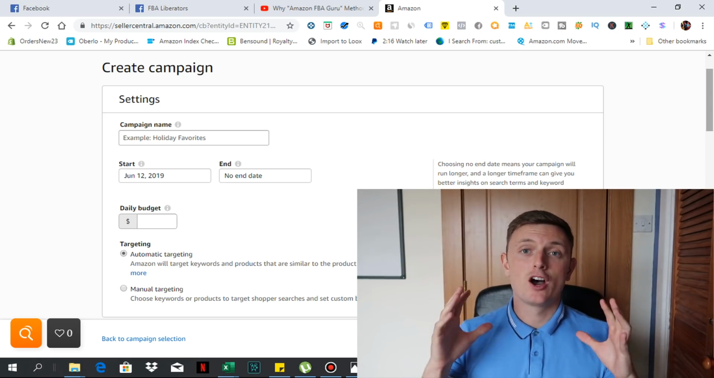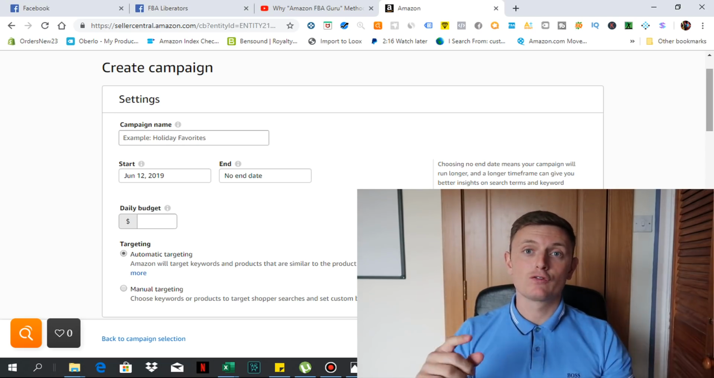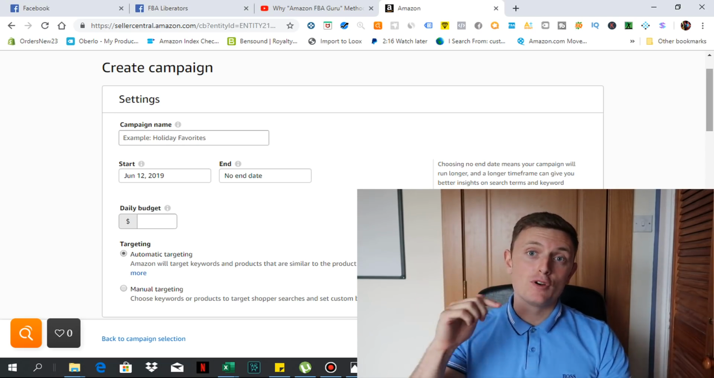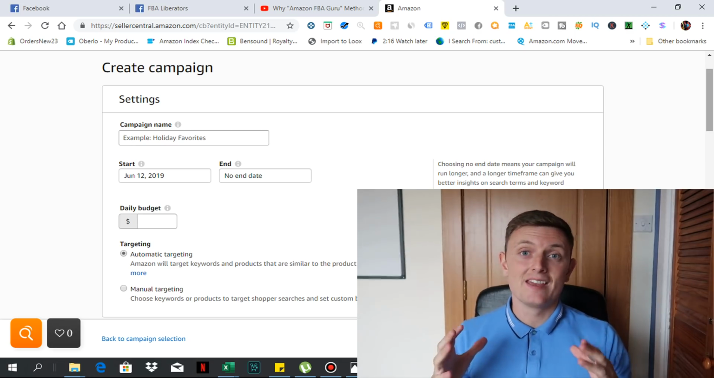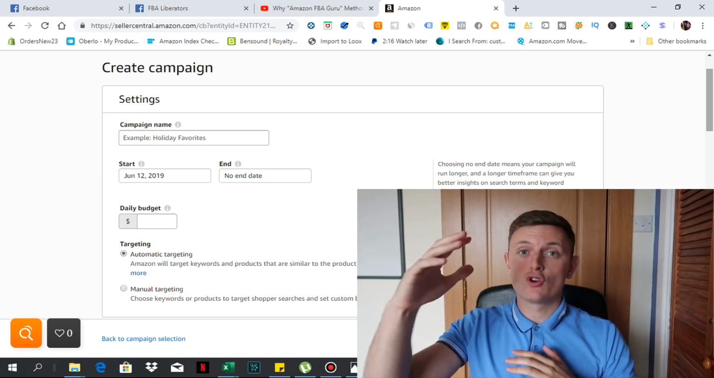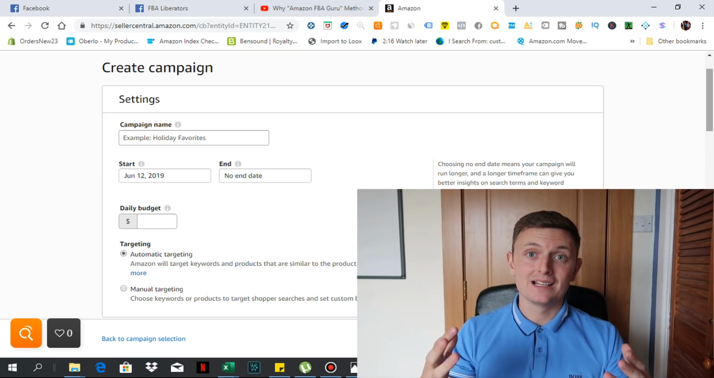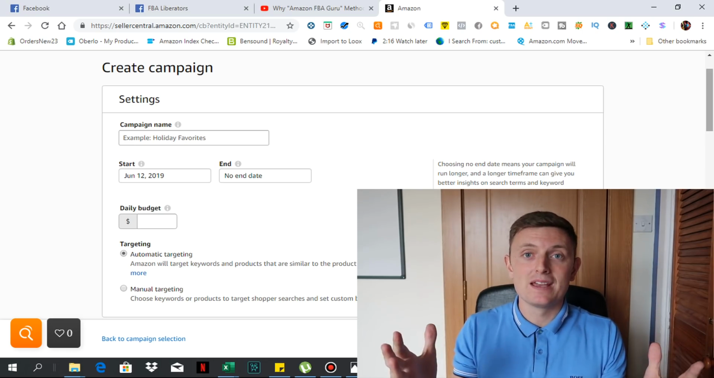Okay, so basically what an automatic campaign is, Amazon is going to pull keywords from your title, your bullet points, and your description. And then when customers search certain keywords that are in your bullet points or your title, Amazon will already have set up ads automatically, and that is how it basically works.